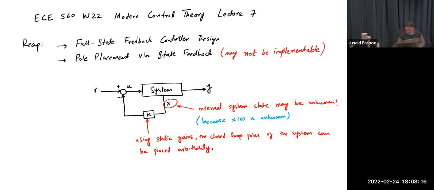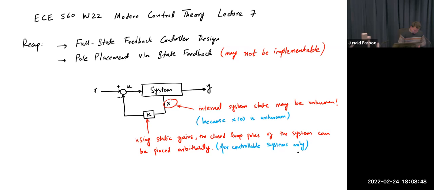And hopefully you have experienced this in your homework as well. But just a caveat here that obviously you can only do this for controllable systems only. Right, so hopefully if the system is controllable, you will be able to place its poles arbitrarily using a static gain feedback controller.